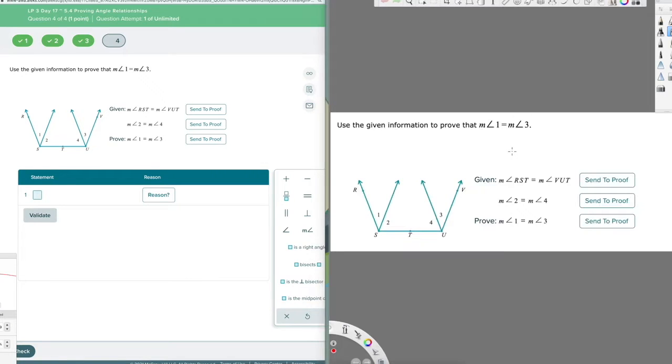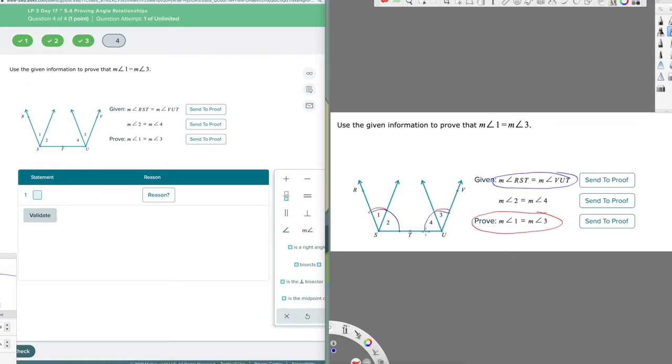Okay, so we're going to use this information to prove that angle 1 is equal to angle 3. We want to show that these two angles are equal to each other. We're given that these two angles are equal to each other, so RST, this entire angle, is equal to VUT, which is this entire angle here.